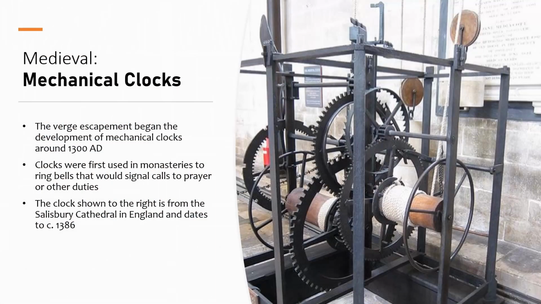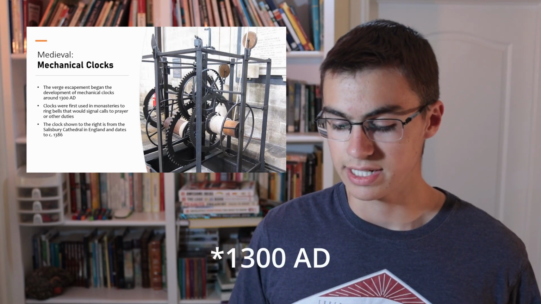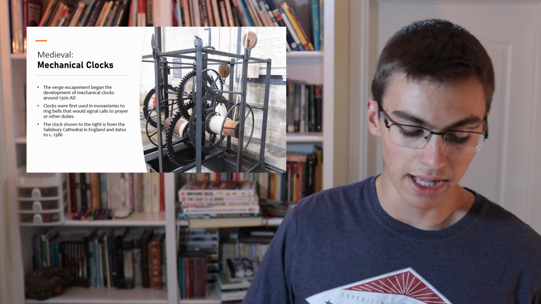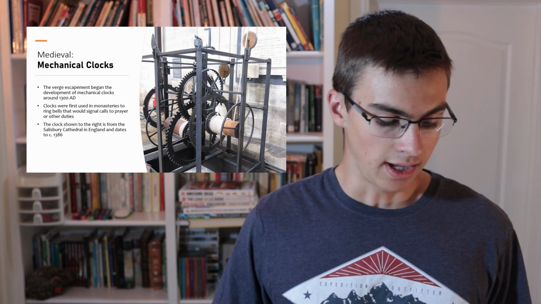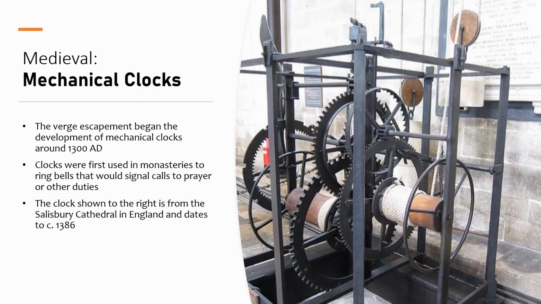Alright, so the second time period is the medieval time period, and for this time period I chose to study mechanical clocks. So the Verge escapement was what kind of began the development of mechanical clocks. That was around 13 AD, and clocks were first used in monasteries. They were normally used to ring bells that would signal monks as a call to prayer or other duties like cleaning and stuff like that. And the clock I have shown here is from the Salisbury Cathedral, dates to about 1386.